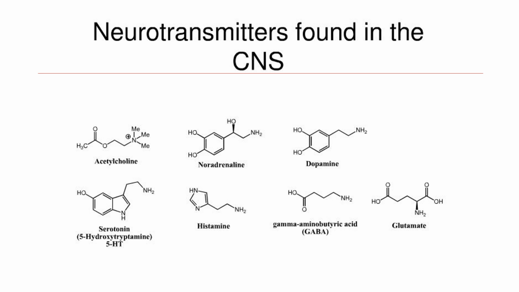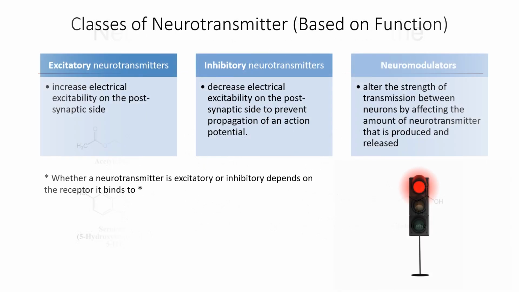These are the major CNS neurotransmitters that I will be talking about in the next few minutes. Essentially, we're going to look at the role of these various neurotransmitters in regulating brain function. Neurotransmitters can be classified based on their function. Basically, a neurotransmitter influences a neuron in one of three ways: excitatory, inhibitory, or modulatory.